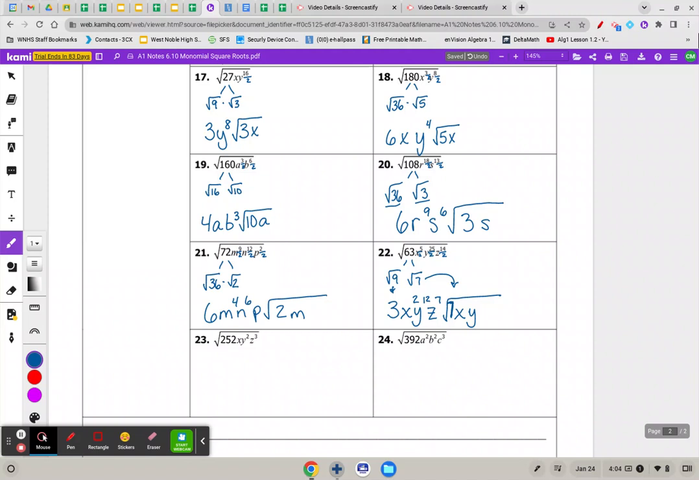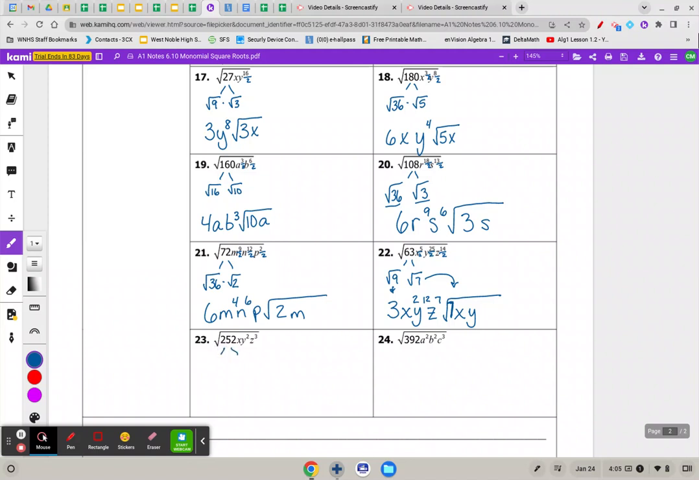Okay, so I know it seems like there's a lot of steps here, but you just deal with the numbers like we did in 6.9. Simplify your radicals, and then deal with the variables by dividing by 2 and seeing if there's any remainders. Just make sure you look at every single piece. So we'll finish this up. We do have some bigger numbers here.